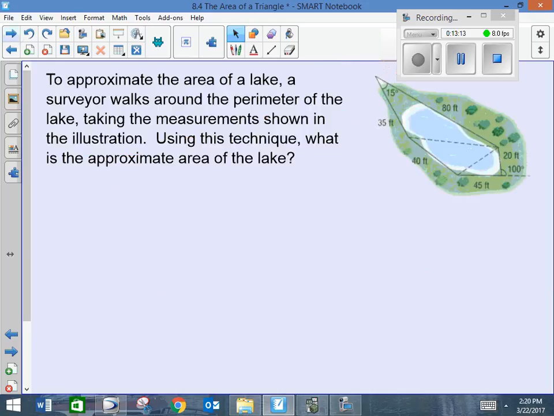Okay? All right. Word problem. Okay, to approximate the area of the lake, clearly in blue here, all right, a surveyor, we like those surveyors, they walk around the perimeter making straight lines, okay?